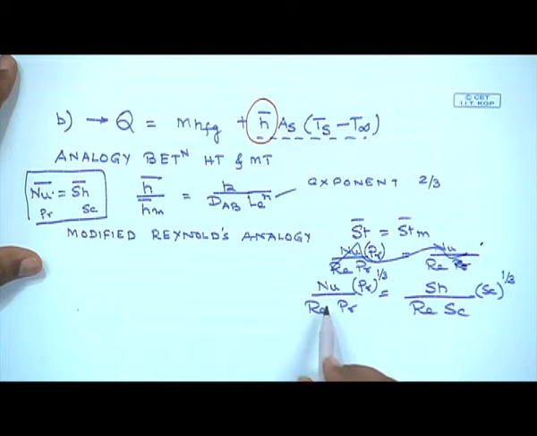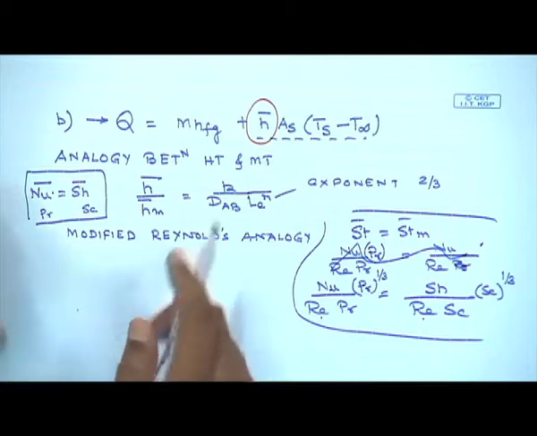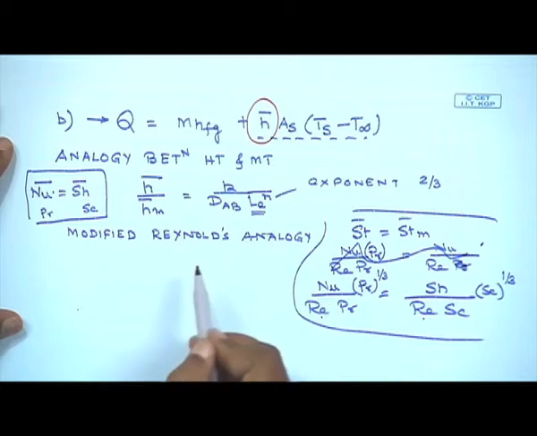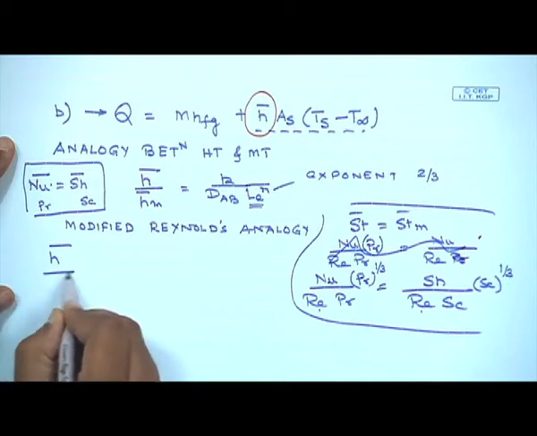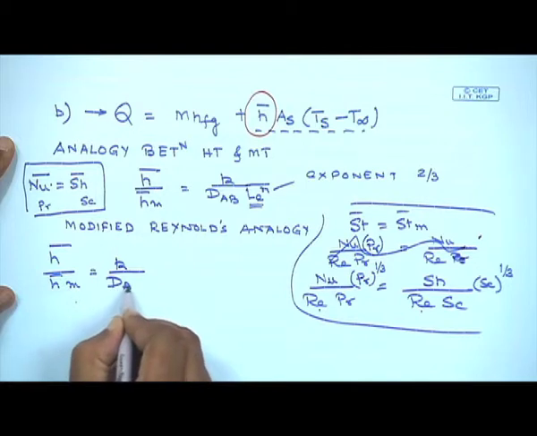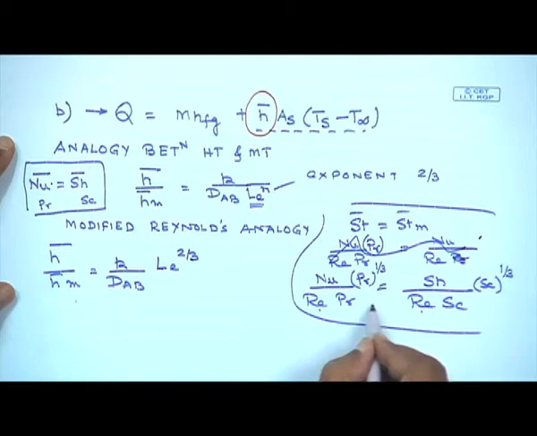So you can clearly see that this is going to be Nusselt divided by Reynolds Prandtl to the power minus 2/3 and Sherwood Reynolds Schmidt to the power minus 2/3. So you can use this analogy in order to obtain this relation. I will leave that to you to figure out and to see that you get the Lewis number in there. So your H by H bar m would be K by DAB, and this is going to be Lewis number to the power 2 by 3, which comes directly from here.